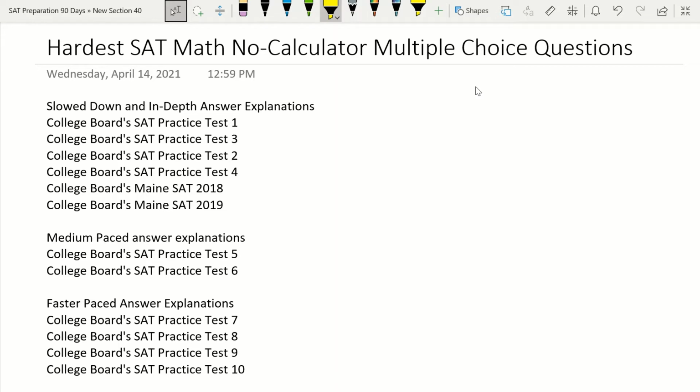As you progress through the video, you're going to move from more slowed down and in-depth answer explanations with tips, tricks, and strategies, to medium-paced answer explanations with tips, tricks, and strategies, to faster-paced answer explanations with tips, tricks, and strategies. Keep in mind, I've scored perfectly on the SAT math section on back-to-back SATs and have scored 1590 on the SAT overall.